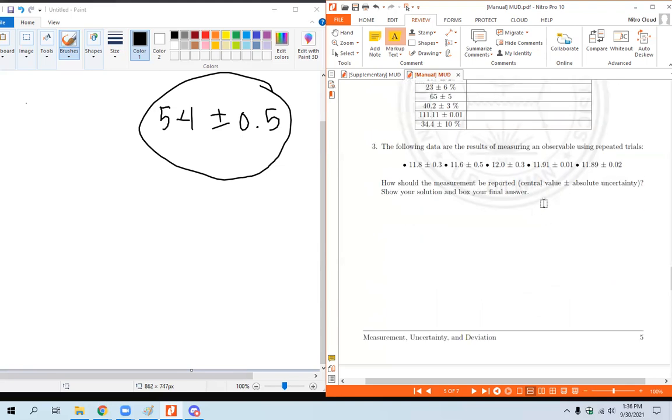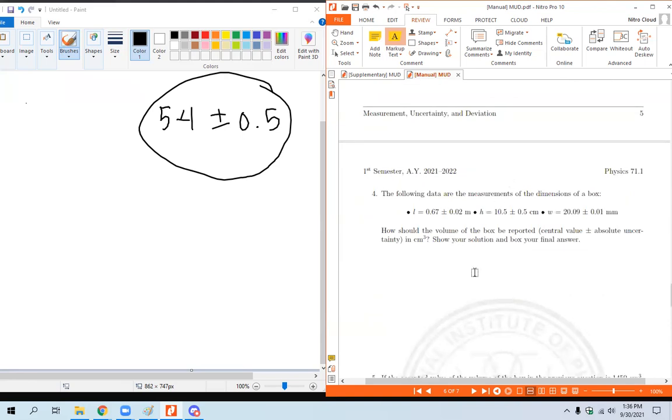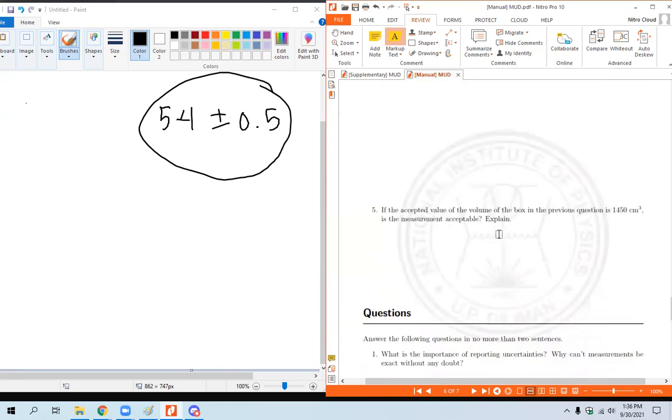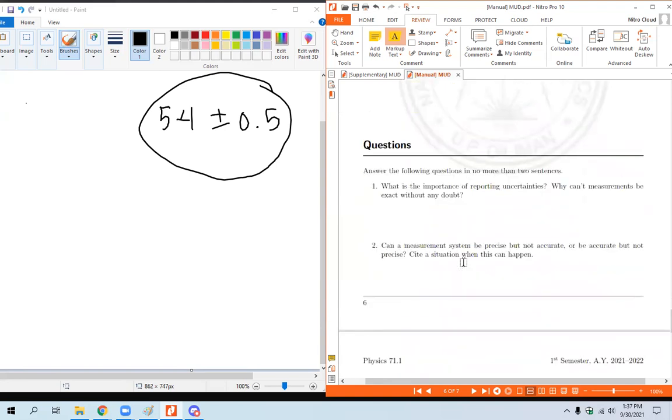Number 3, it's just a trial on how to report multiple measurements. Number 4, uncertainty propagation din. Note here na hindi nagmamatch yung units nito. So you will have to do some unit conversions to first match the units before answering. Kasi in cubic centimeters ang hinahanap ng question 4 na volume. So this will incorporate concepts of multiplication ng uncertainties to answer. So lastly, ito, related din, acceptability. So using the last concept we discussed.